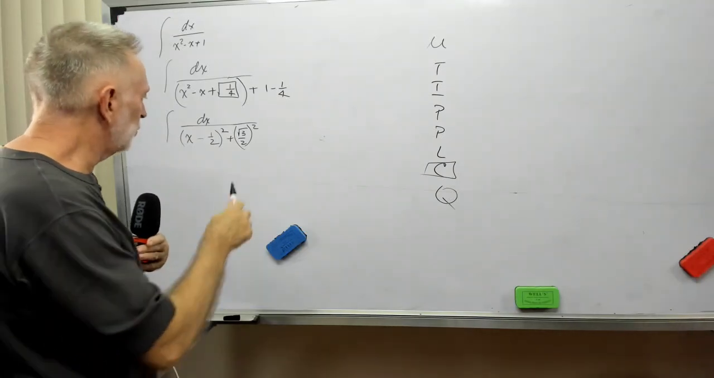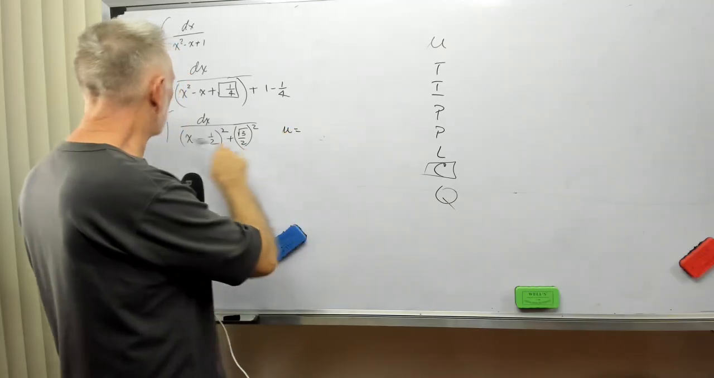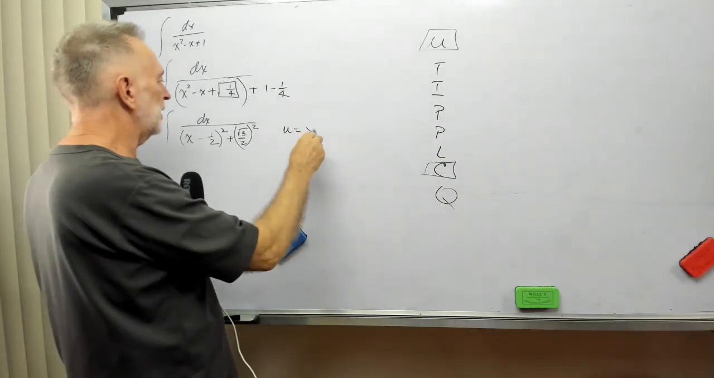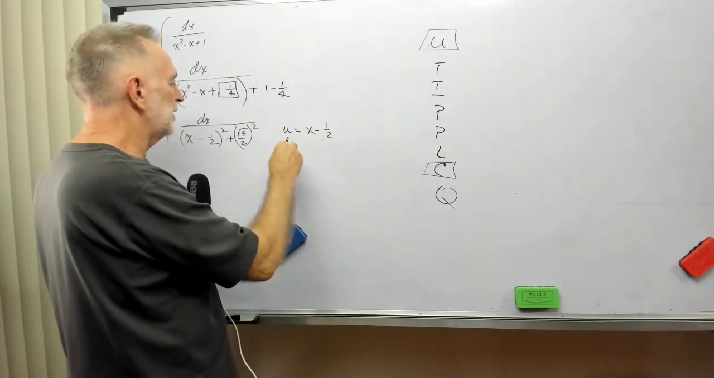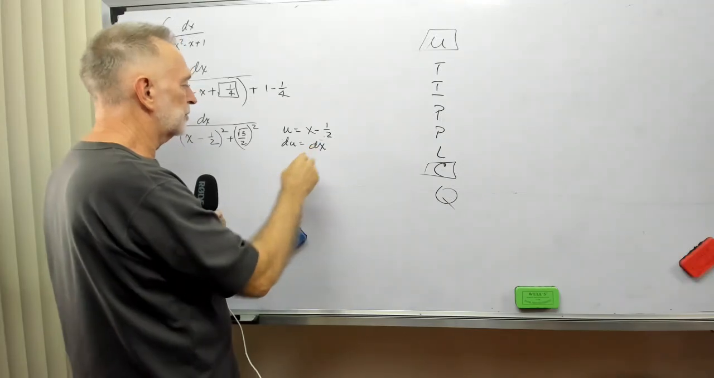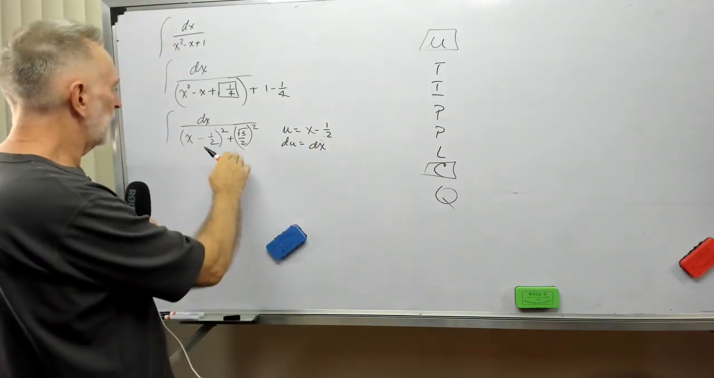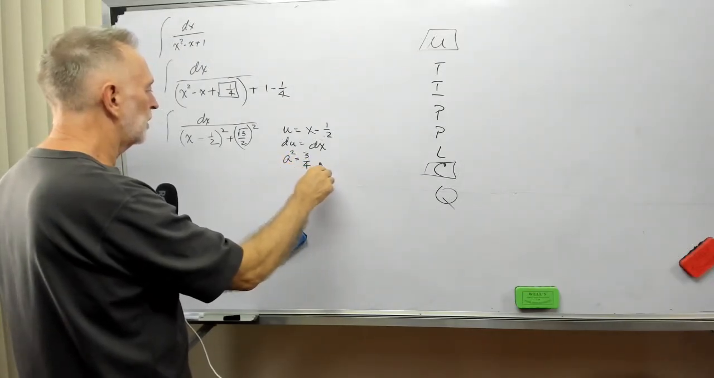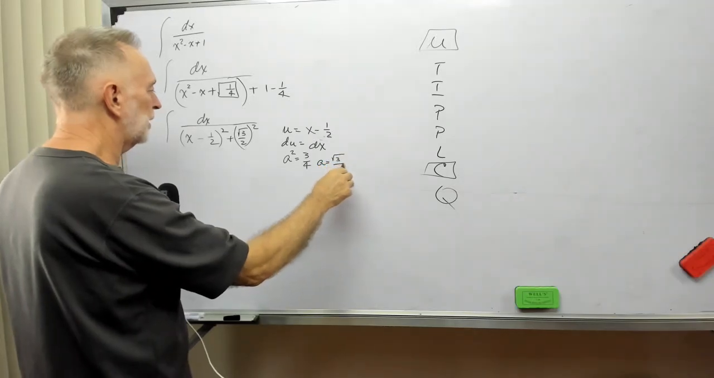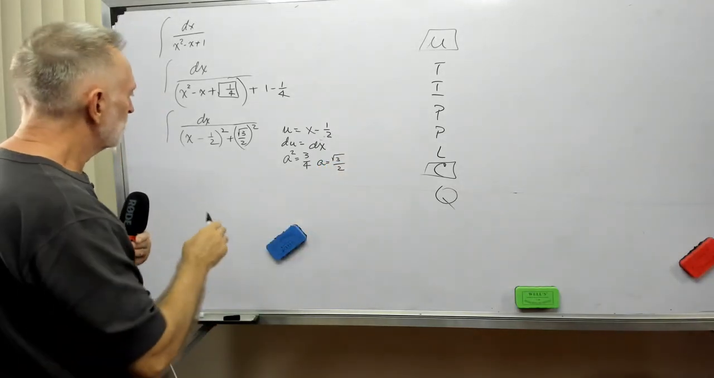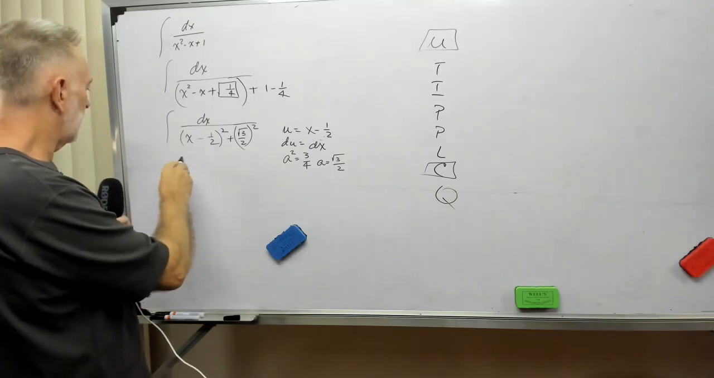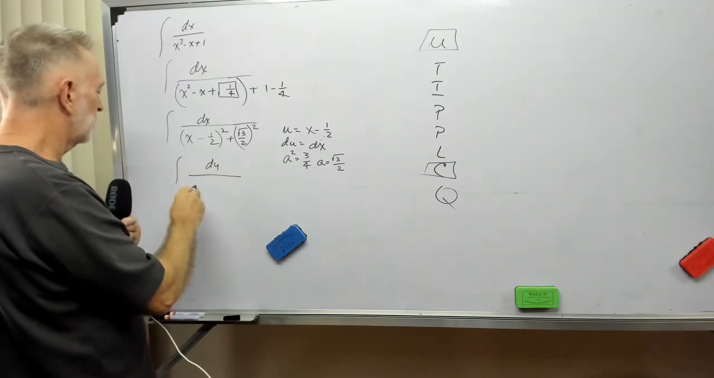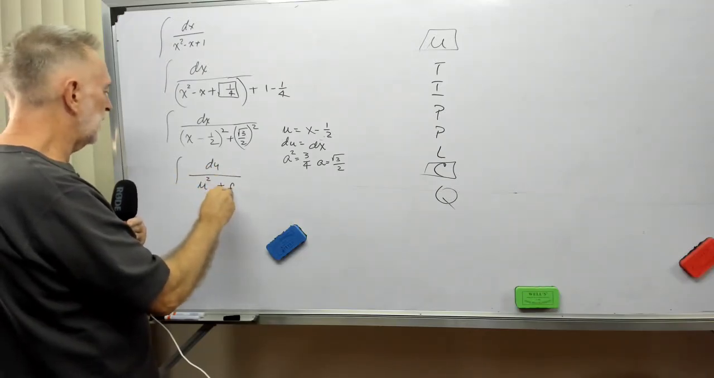Why don't we go to the U world for just a moment. So now we have a little bit of a U sub here. U equals x minus 1/2. Du then would equal dx. So I could go to the U world readily here. And then also a squared equals 3/4, so a equals square root of 3 over 2. So what do we have here? Dx is du. Du over u squared plus a squared.